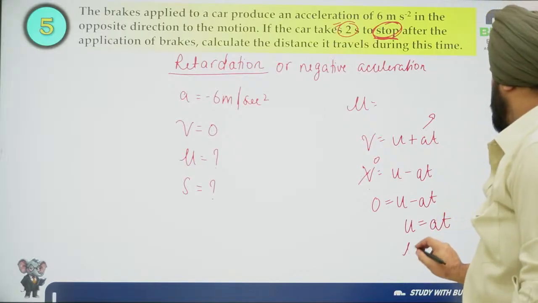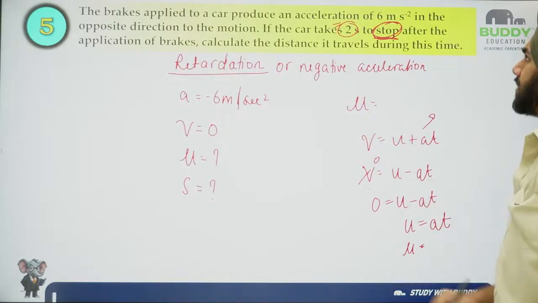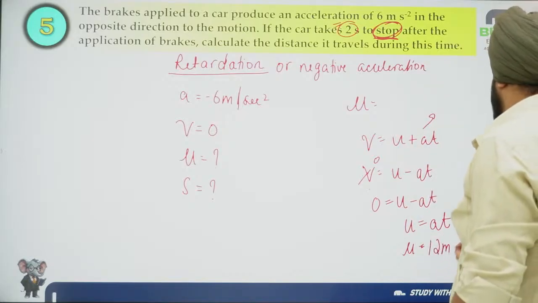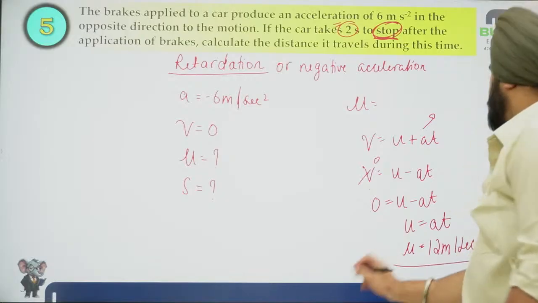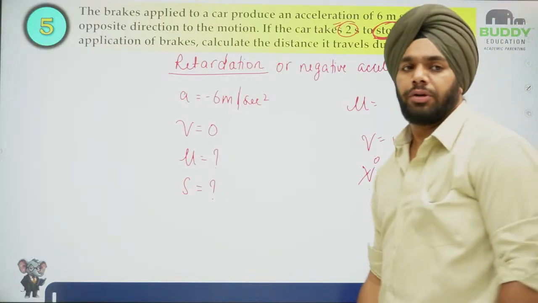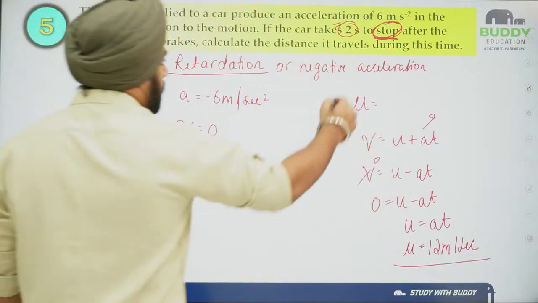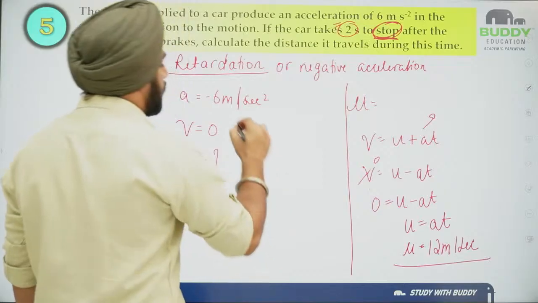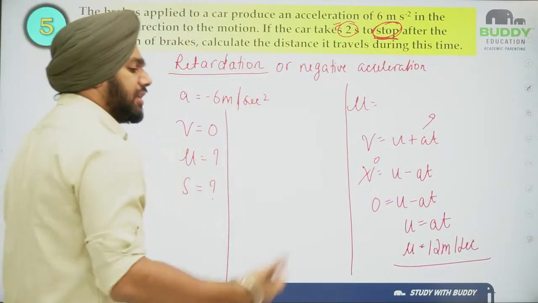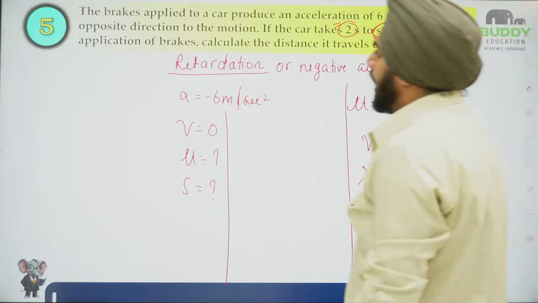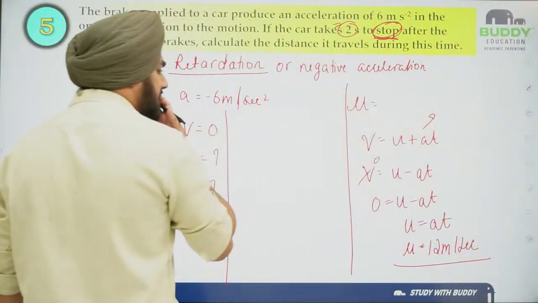Now a is how much? 6 meter per second square. What is the time given? 2 seconds. So you will come out to be 12 meter per second. Now you have a choice whether you want to use the second equation of motion or the third equation of motion, because anyways you have to find out S. In the second and third equation you can only find S, no? So I use the second equation of motion here.